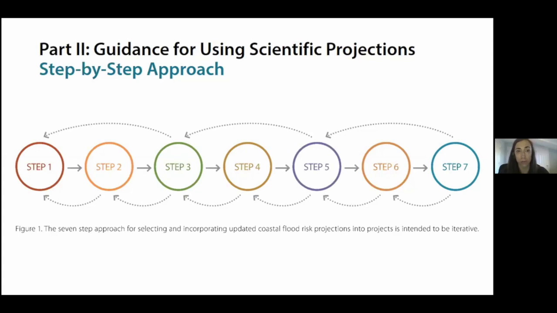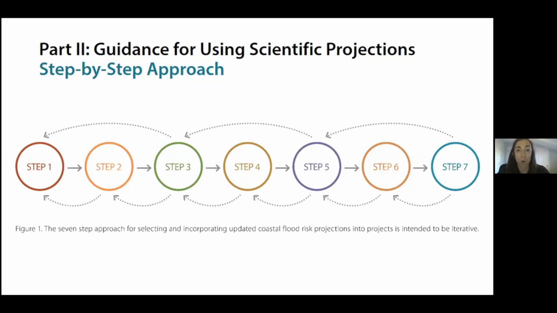At the end of the guidance, I also want to highlight the fact that you'll find a worksheet that breaks down the steps into more detail. The worksheet is also voluntary, but it might be really useful to play around with, particularly if you have a specific project in mind that you'd like to apply the guidance to.